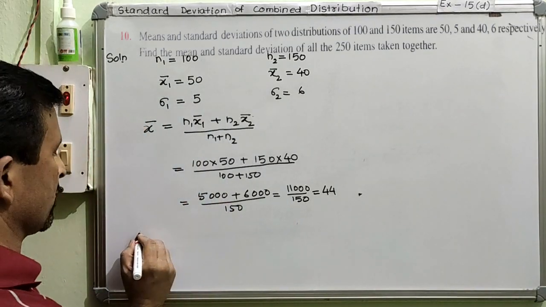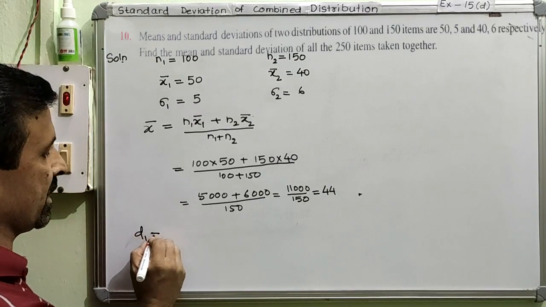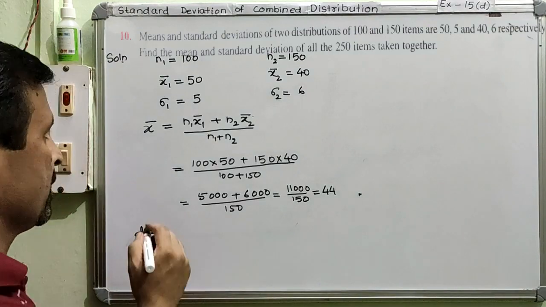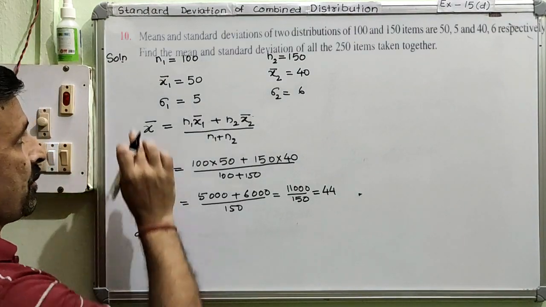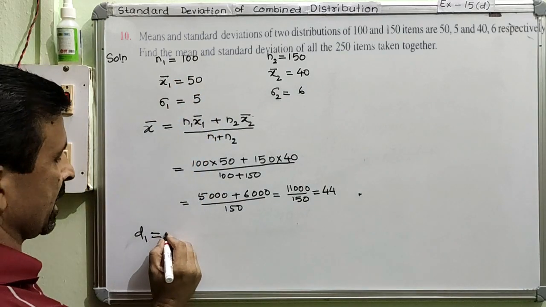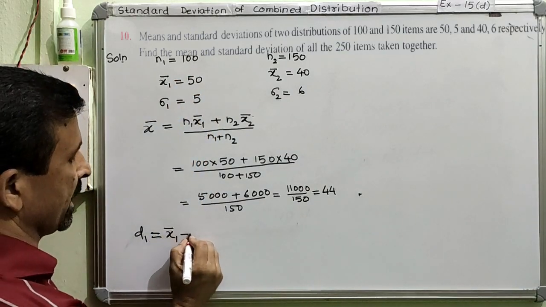So first of all, we are calculating d1. What I told you is that d1 is the deviation from the mean. So d1 is for the first set of data, where the data is x. We will write this as x1 mean minus x.